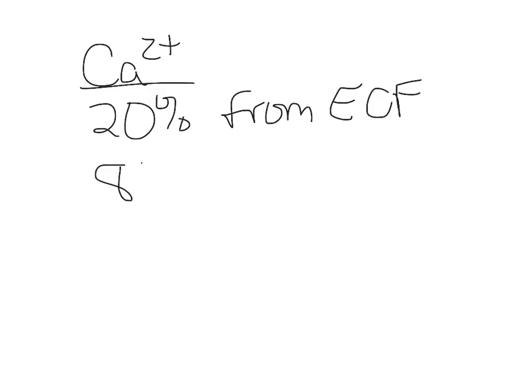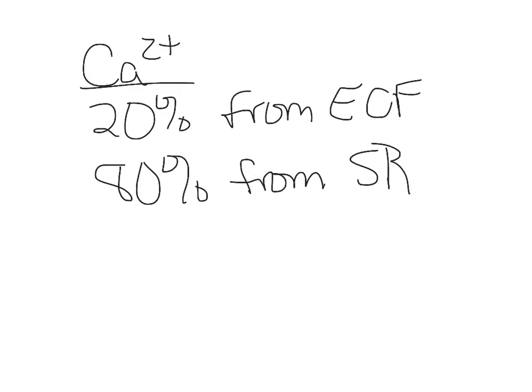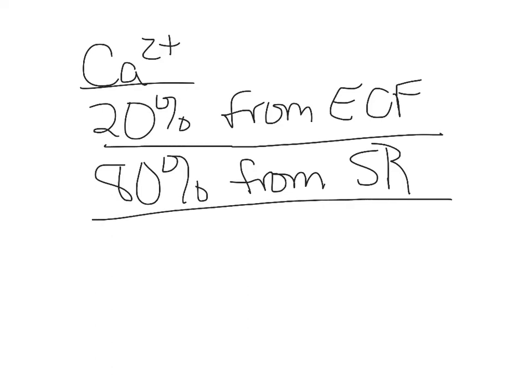But the other 80% then, this calcium from the extracellular fluid is going to trigger calcium to be released from the sarcoplasmic reticulum. If you remember what the sarcoplasmic reticulum is, it's one of the organelles inside contractile cells that store calcium. So this 20% from the extracellular fluid is going to trigger this 80% from the sarcoplasmic reticulum to be released, and that gives us enough calcium for that entire plateau.